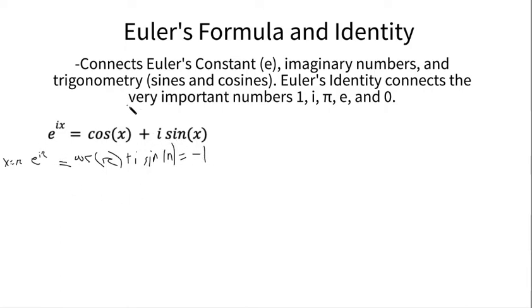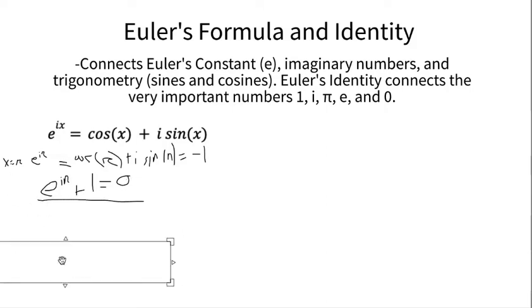That is Euler's identity, but the more common form is if you add 1 to both sides of the equation, e to the i pi plus 1 equals 0. And typed up for you, that's the identity, right there. e to the i pi plus 1 equals 0.